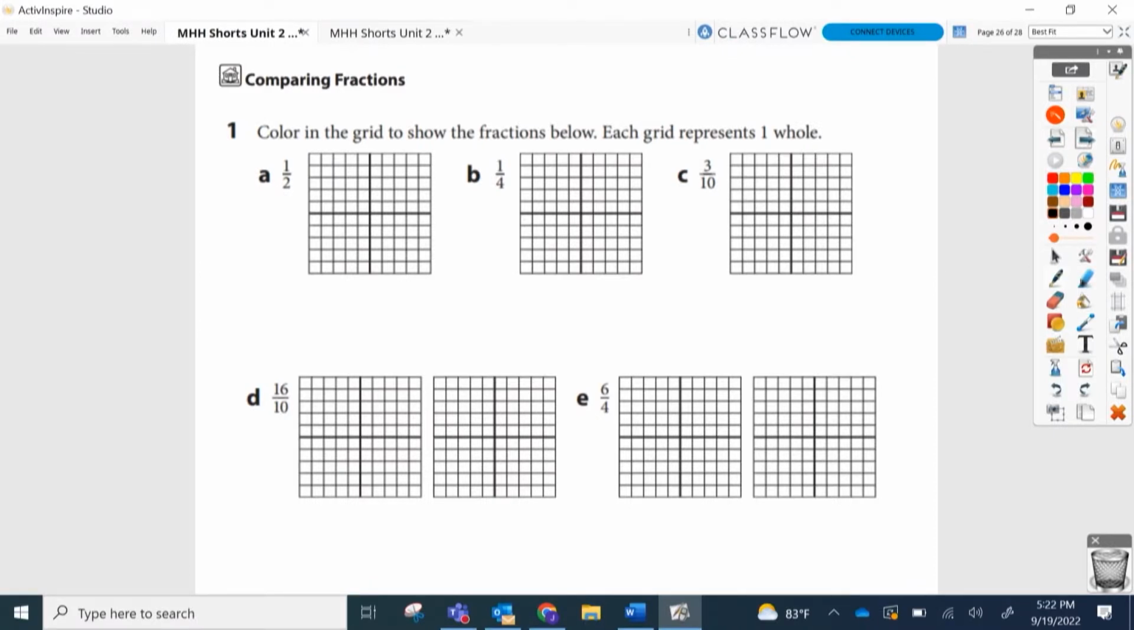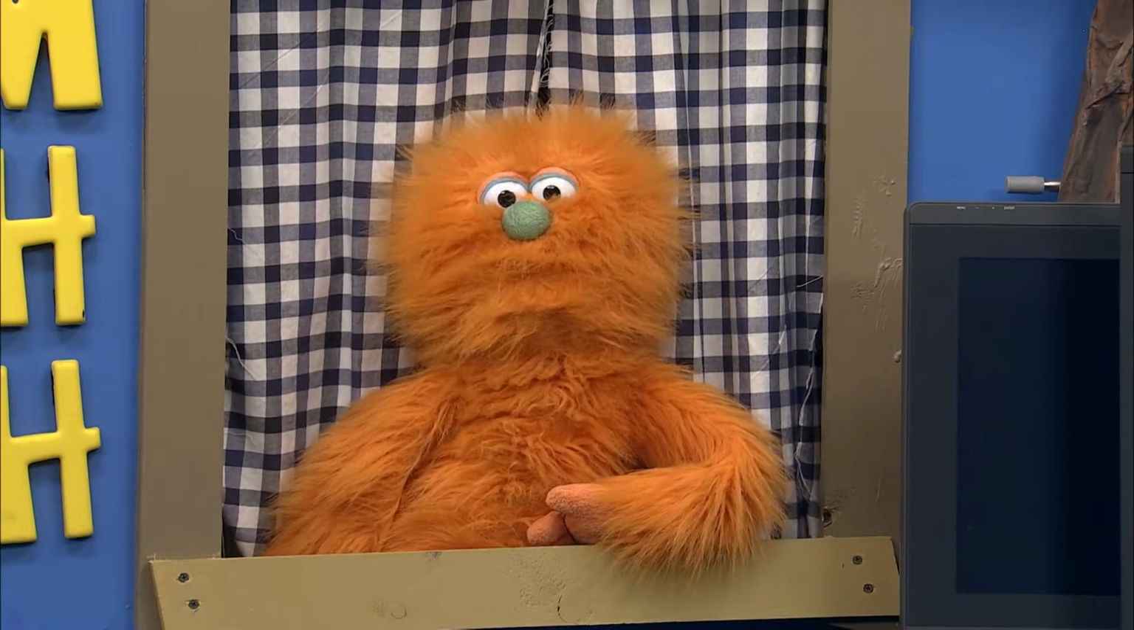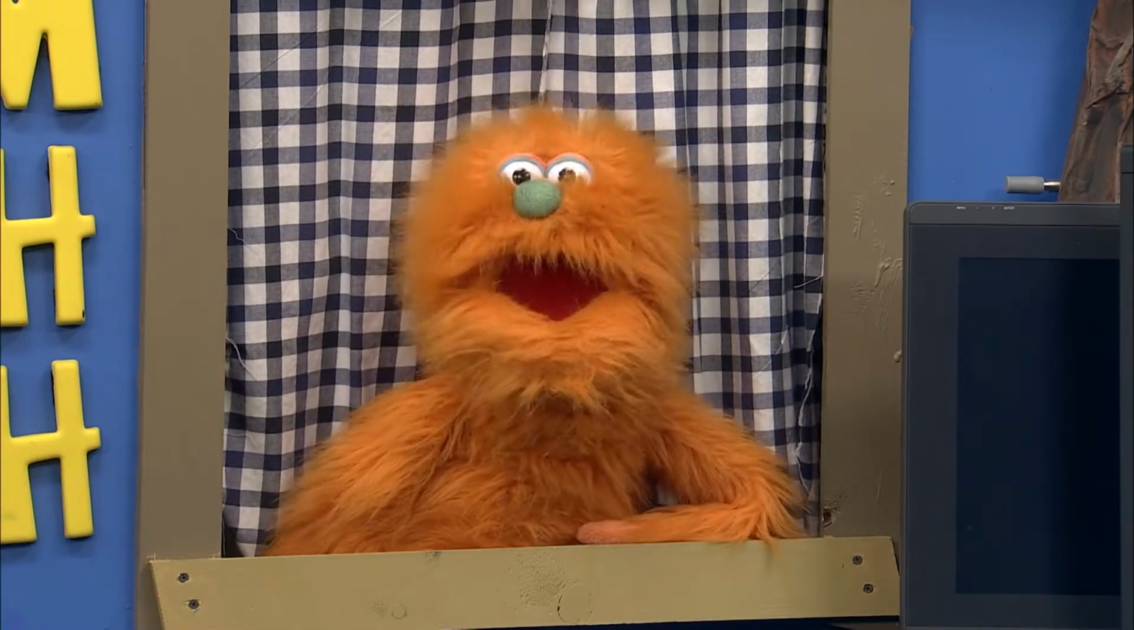Ooh. Don't you love the color? I love coloring. I even know what color we should start with. Let me guess. Orange. You got it.